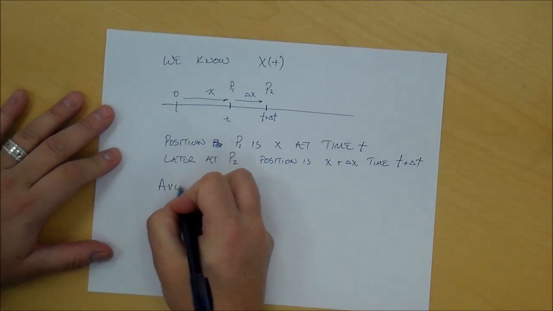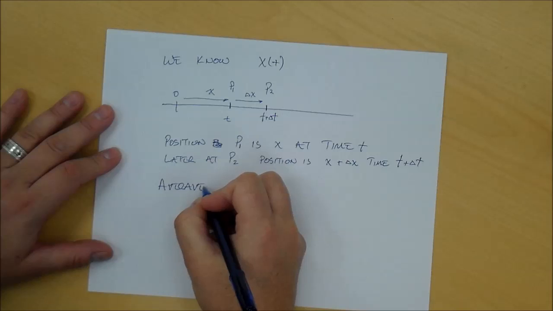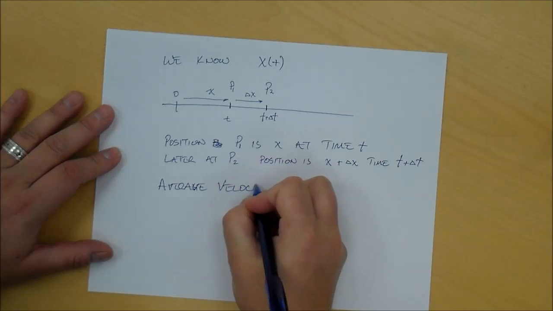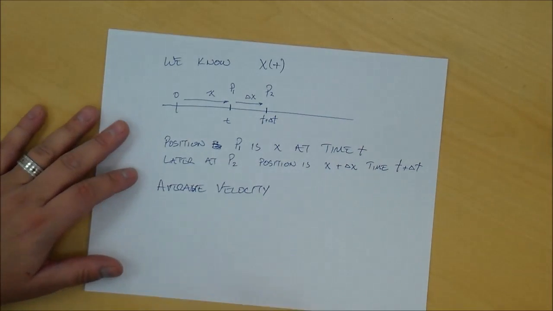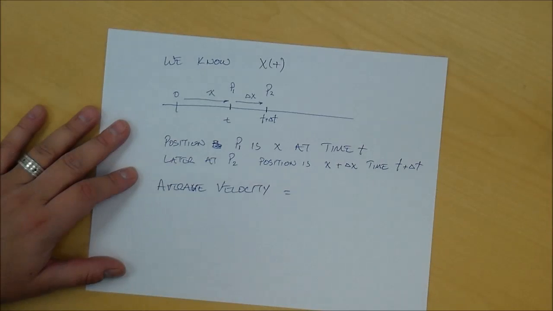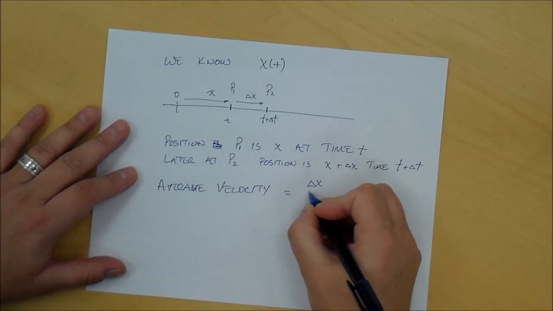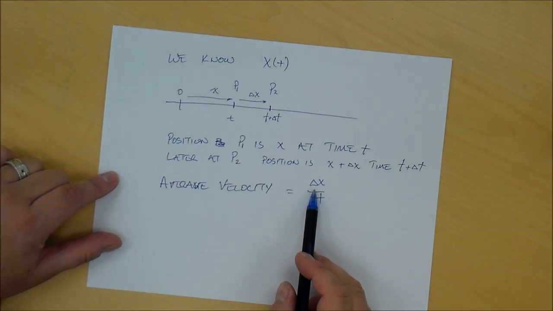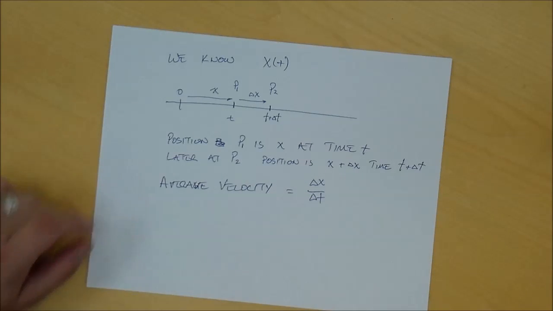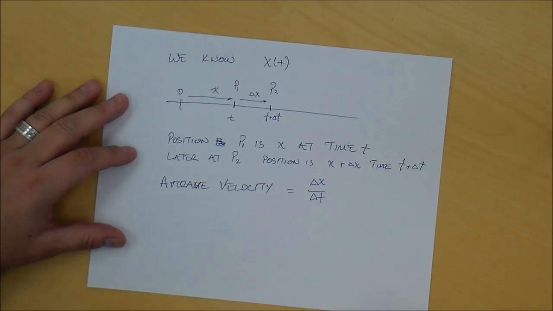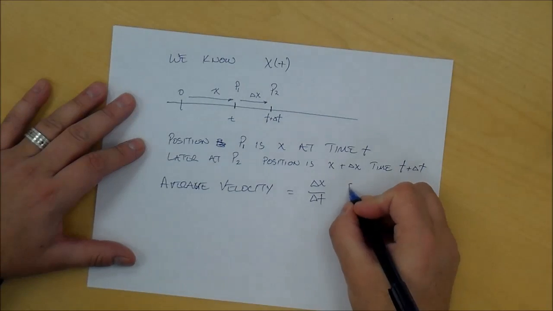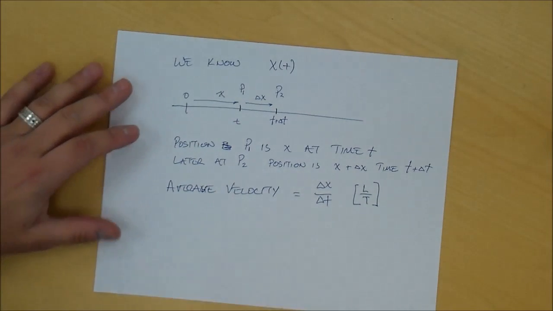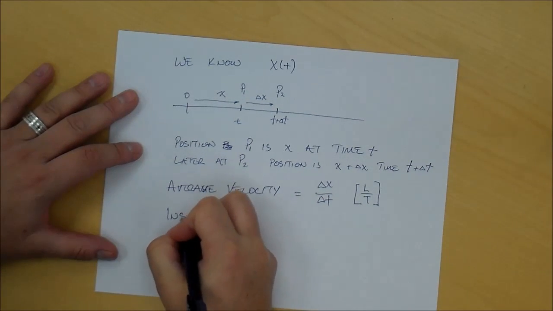We can find, with this information, the average velocity over that time interval. The average velocity is equal to delta x over delta t. So over the time interval delta t, the particle moves by an amount delta x. And so delta x divided by delta t is the average velocity over that time interval. And this will have units of length per time. Okay. We can also find the instantaneous velocity.